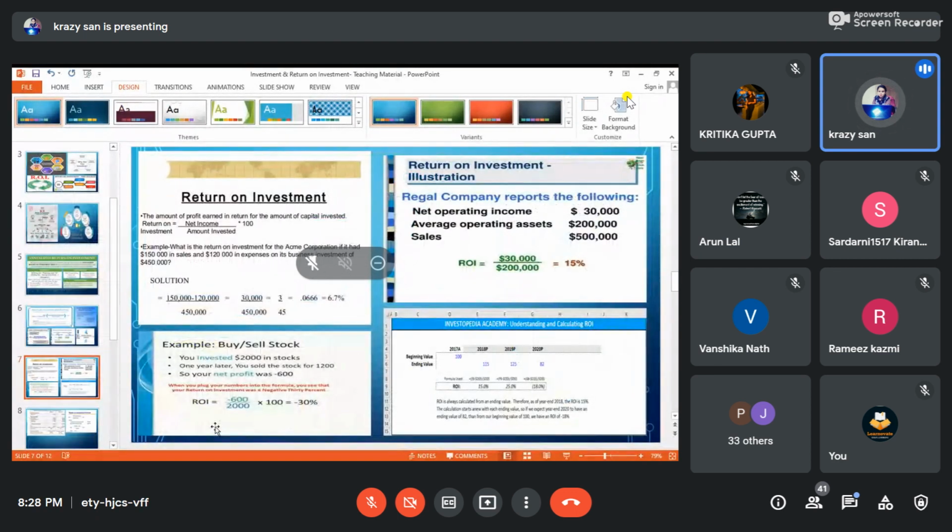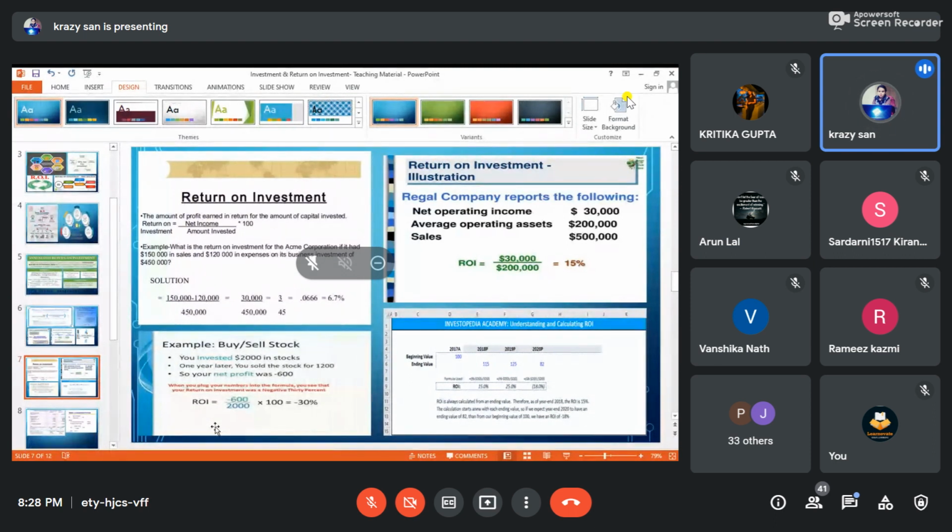Now, let's see certain calculations over here in the return on investment. It is the amount of profit earned in return for the amount of capital invested. So return on investment comes out to be net income divided by amount invested, into 100. Example: what is the return on investment for the Acme Corporation if it had $150 lakhs in sales and $120 lakhs in expenses on its business investment of $450 lakhs? So solution, you know the calculation, right?